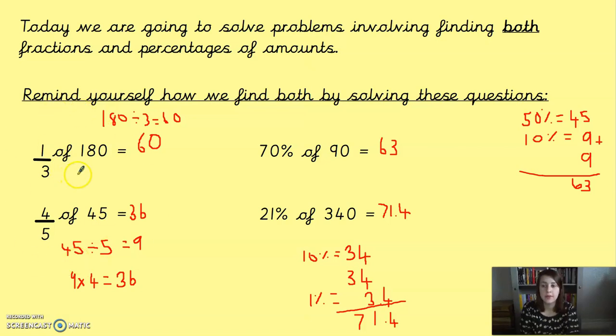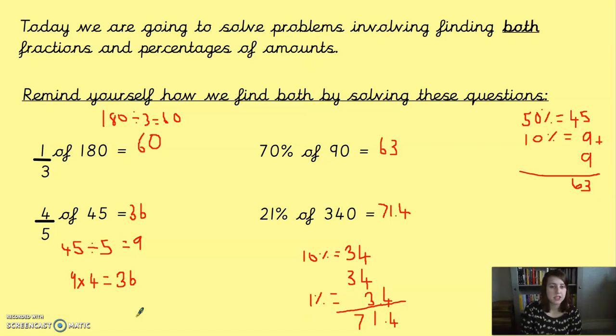So for our fractions of amounts, we've got 180 divided by 3 gives us 60, times that by 1 gives us 60 still. So 1/3 of 180 is 60. 4/5 of 45, so we've got 45 divided by the denominator 5 gives us 9. 9 times the numerator is 4, which gives us 36.